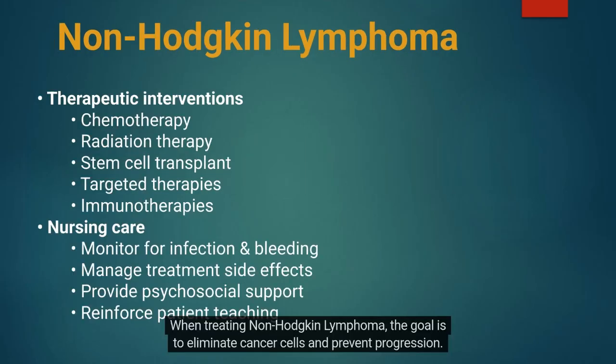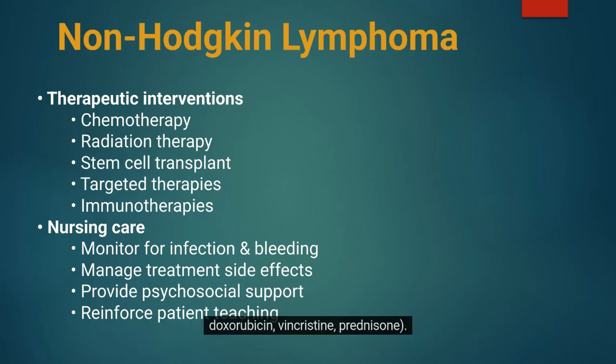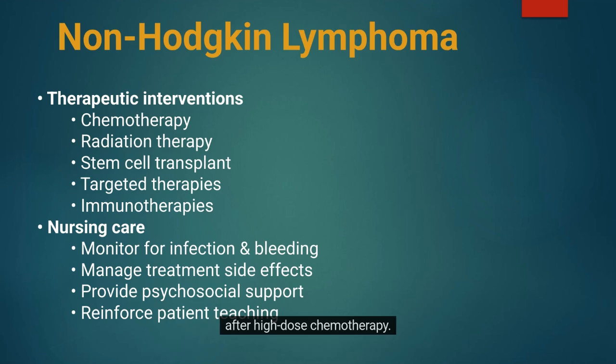When treating non-Hodgkin lymphoma, the goal is to eliminate cancer cells and prevent progression. The primary treatment is chemotherapy, often using a combination of drugs such as CHOP: cyclophosphamide, doxorubicin, vincristine, prednisone. Many patients also receive radiation therapy for localized disease. For advanced cases or relapsed disease, stem cell transplants may be considered to restore bone marrow after high-dose chemotherapy.